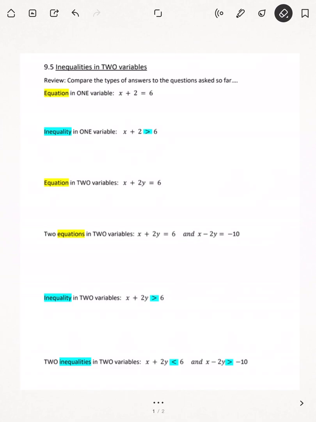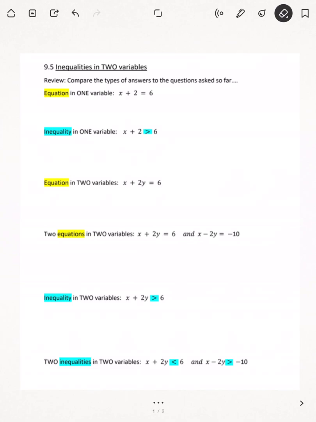Before we add some new information into your database, let's make sure the stuff that's already there has been categorized and networked. So what I'd like to do is take a minute to review and compare the types of answers to the questions we asked so far. That's what my goal was on that last slide of yesterday's Padlet.